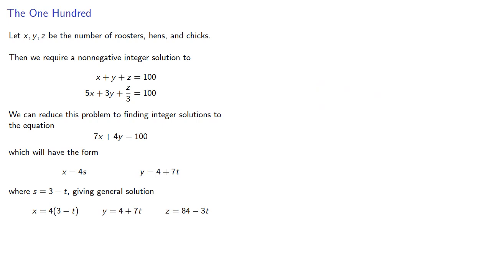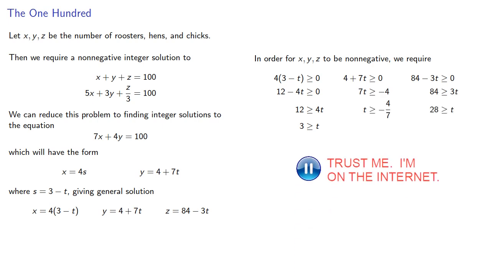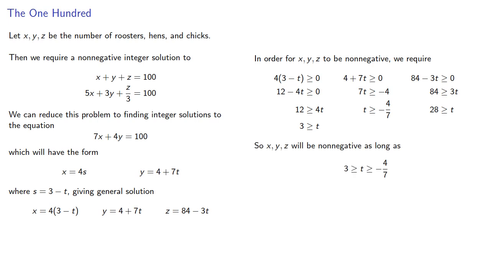Now again, we do want non-negative solutions. So in order for x, y, and z to be non-negative, we require, which we can solve to get, so x, y, and z will be non-negative as long as t falls in the interval between 3 and negative 4/7, where this third requirement is already included in this narrower interval.